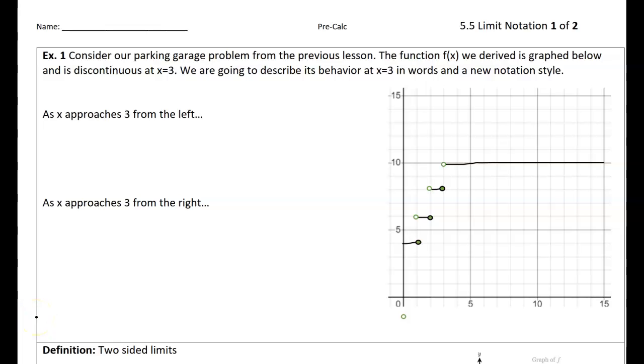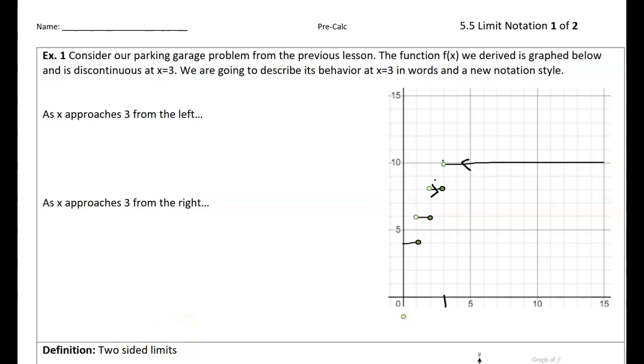Okay, so now that we've done a little bit of work on piecewise functions, we're going to use them to introduce a new notation. We're going to consider our parking garage problem from the last lesson, and we're going to look at the point x equals 3, which is here. Now that we have these functions that come in multiple pieces, it might be useful for us to have a way to talk about how if I'm standing to the right of x equals 3 and walking along my line, I end up at one spot, but down here, if I'm standing to the left and I'm on the other piece, I end up at a different spot.